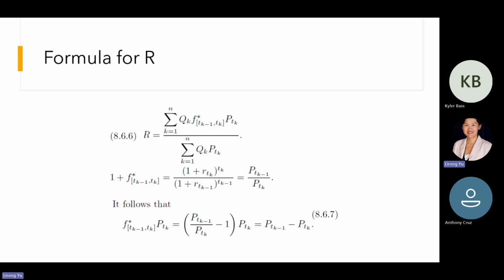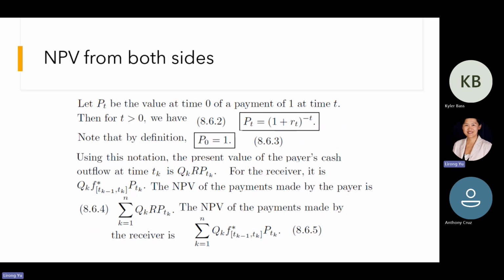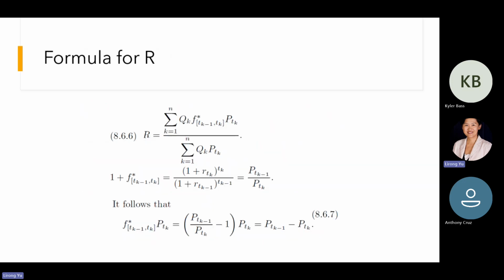Now, the forward rate calculation is from t_{k-1} to t_k. So you're going to find the growth factor from 0 to t_k, that's (1 + r_{t_k}) raised to the power t_k, divided by the growth factor from 0 to t_{k-1}, that's in the denominator. Remember, P_t represents a reciprocal. It's the definition of P_t, so it's a reciprocal relation. That means 1 + F is actually equal to P_{t_{k-1}} over P_{t_k}.